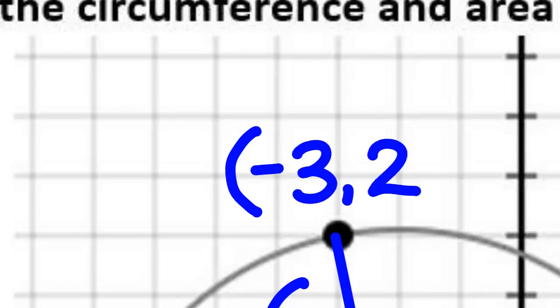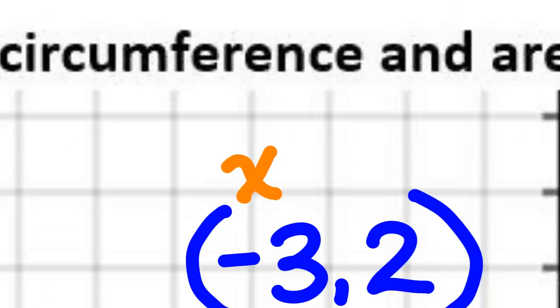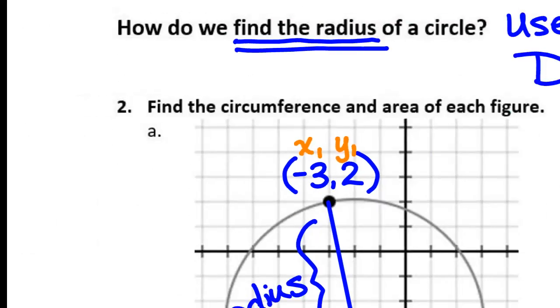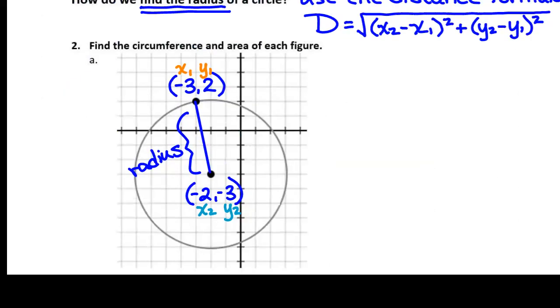-3, 2. Because we do our left-right movement first and then our up-down movement. So we have to let one of those be our x1, y1, and one of those be our x2, y2. Let's let -3, 2 be the x1, y1. And let's let -2, -3 be the x2, y2.